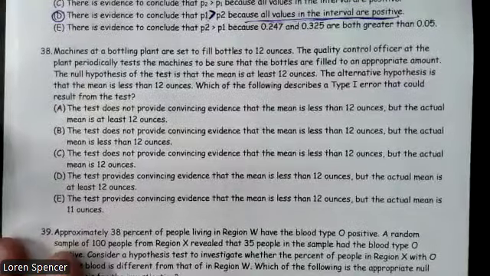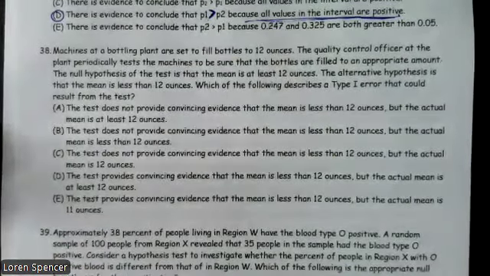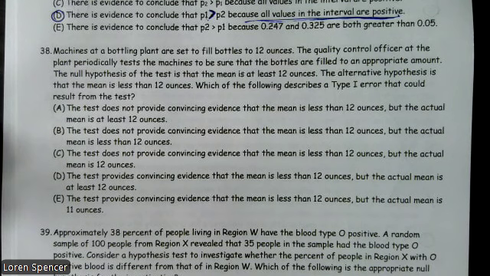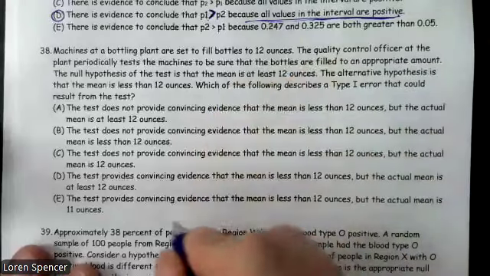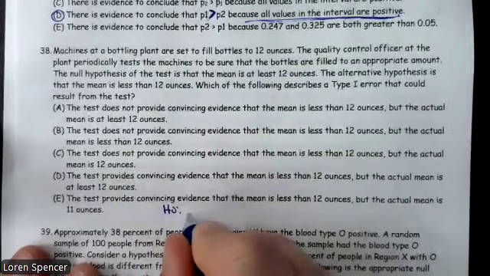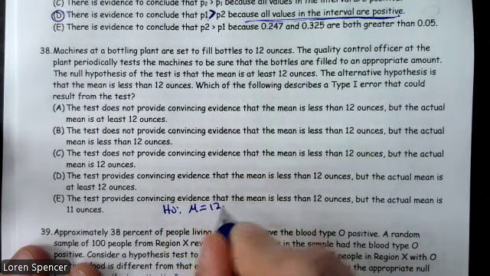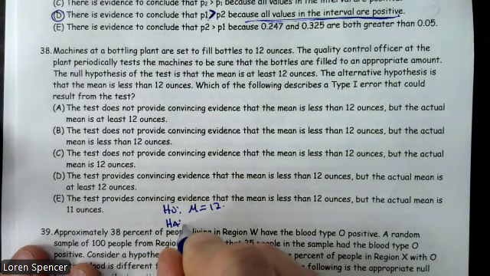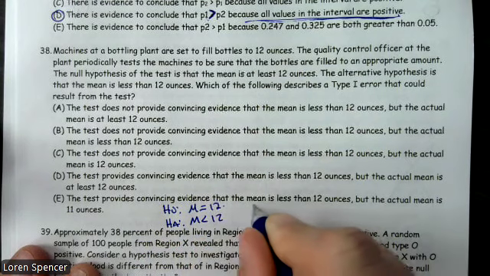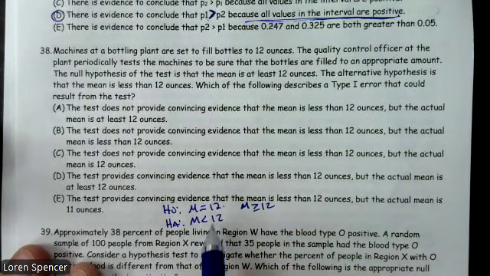38. Machines in a bottling plant are set to fill bottles to 12 ounces. The quality control officer at the plant methodically tests the machines to be sure that the bottles are filled to an appropriate amount. The null hypothesis of the test is that the mean is at least 12 ounces. The alternative is that it's less. So basically, we have H0: mean equals 12 ounces. The alternative is mean is less than 12. Now, you could argue that that should have been mean is greater than or equal to 12, but regardless, you're going to get the same results.